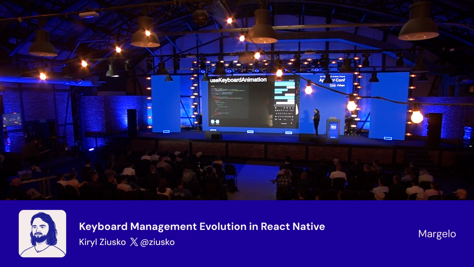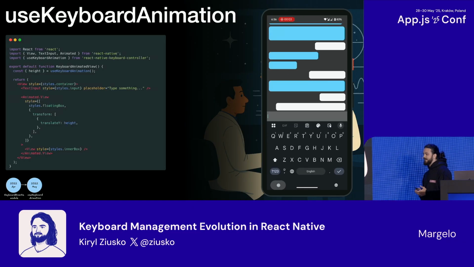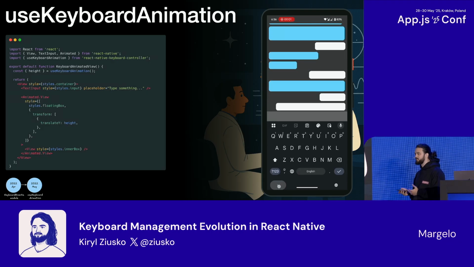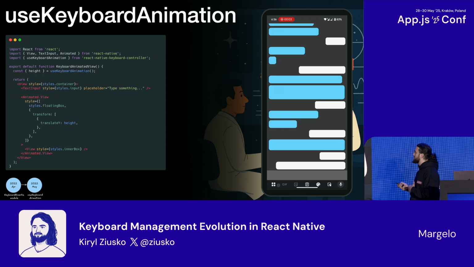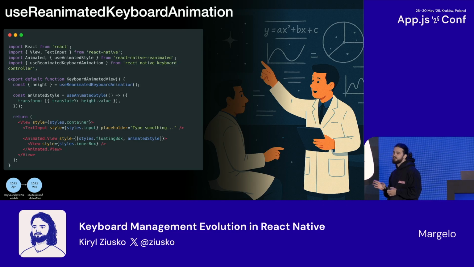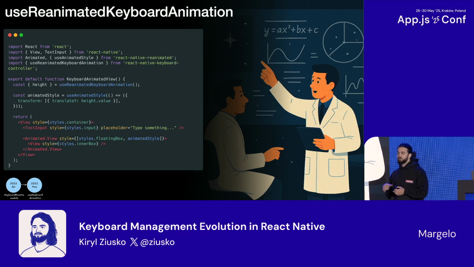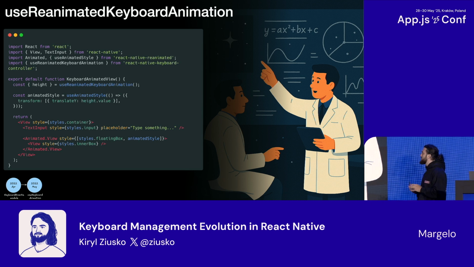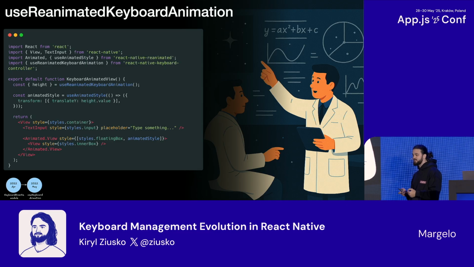However, built-in Animated from React Native had its own limitations. For example, you cannot animate width or padding or other layout properties. So I added a counterpart hook, which is called useReanimatedKeyboardAnimation, which basically does the same as useKeyboardAnimation, but instead returns you shared values instead of animated values from React Native. And this hook expands the range of use cases where you can use it.